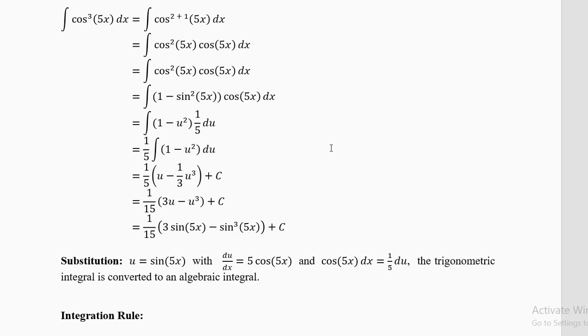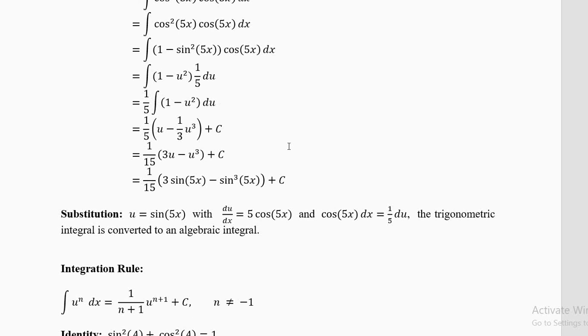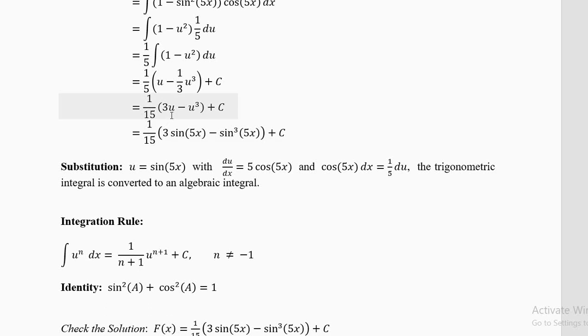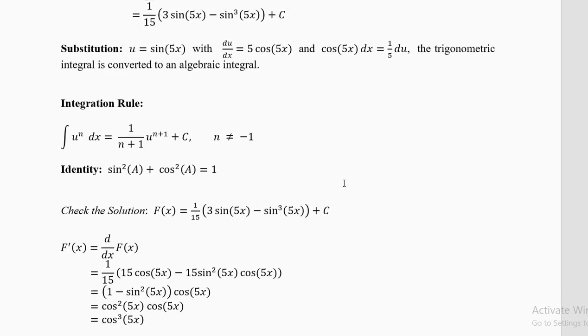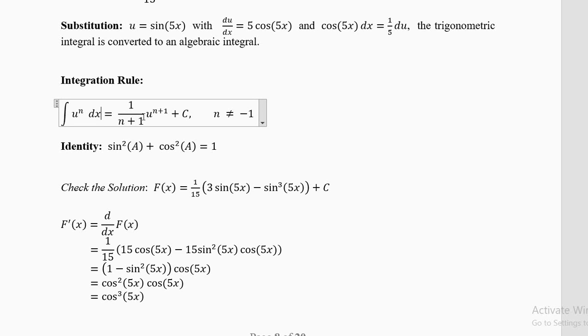Now this question is easier than the last question. You don't have to do any binomial expansion. It is integral 1 over 5, inside you have 1 minus u square du. The answer is u minus 1 over 3 u cube. You can take 3 up and you will get 3u minus u cube divided by 5 into 3, which is 15. Now put back the value. How much is u? Look at your substitution. It is sine 5x. So you'll get 3 sine 5x minus sine cube 5x in bracket into 1 over 15 plus c.